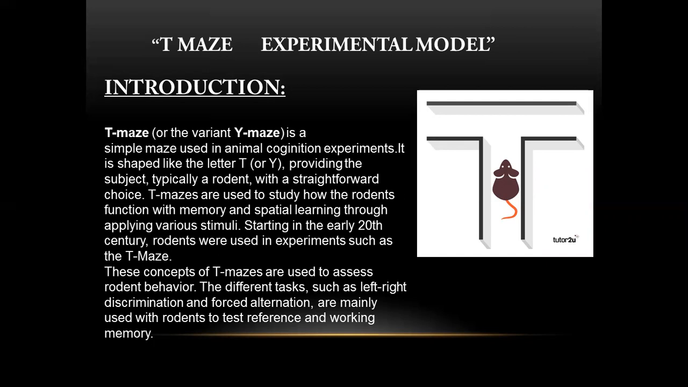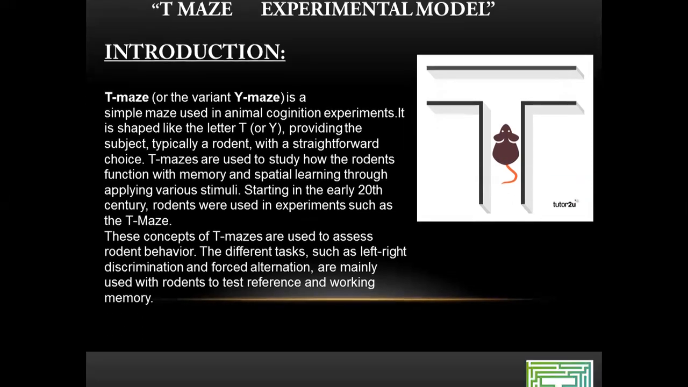You'll be thinking, what is spatial learning? Spatial learning is a memory responsible for recording information about one's environment and spatial orientation. These concepts of the T-maze are used to assess rodent behavior. Different tasks, such as left-right discrimination, as I told you, and forced alternation, are mainly used with rodents to test reference and working memory.